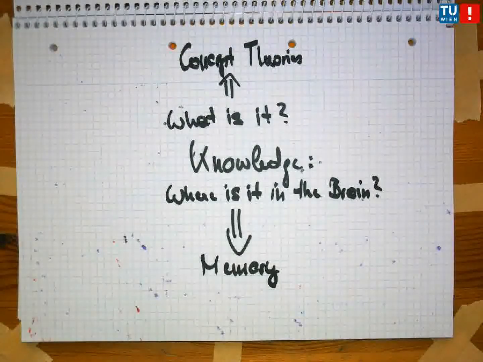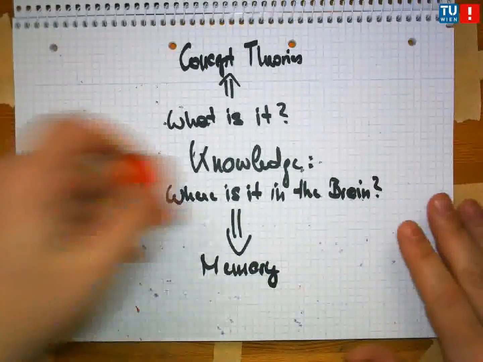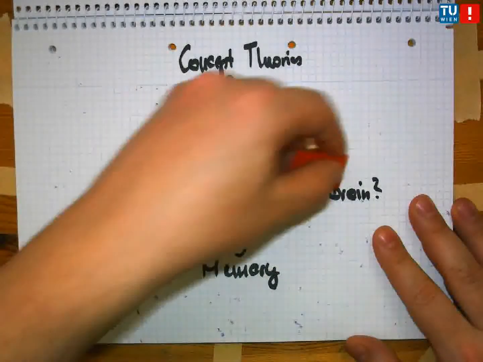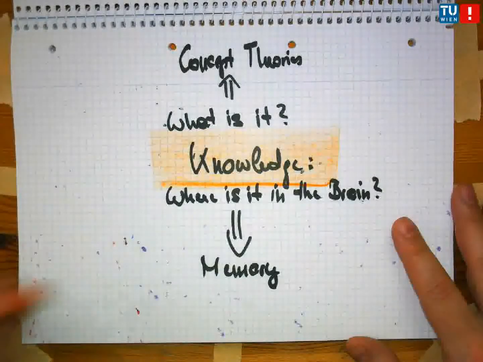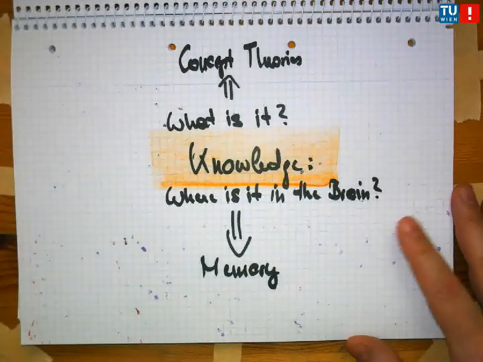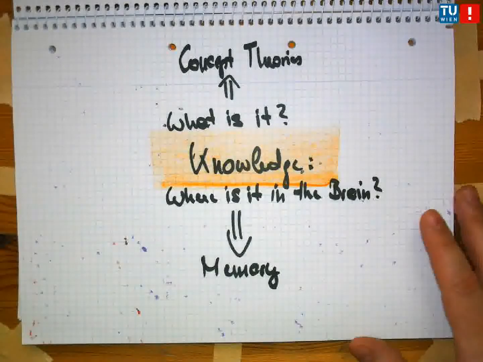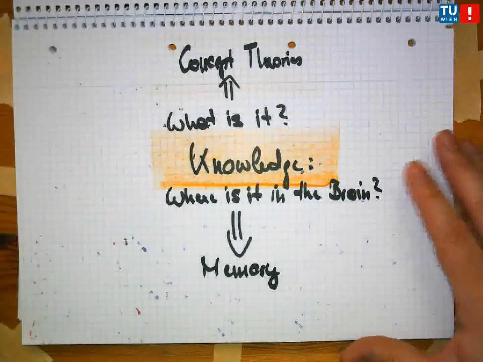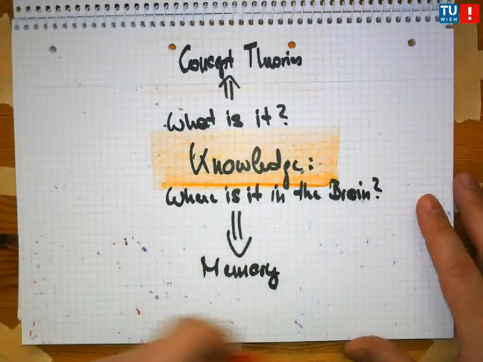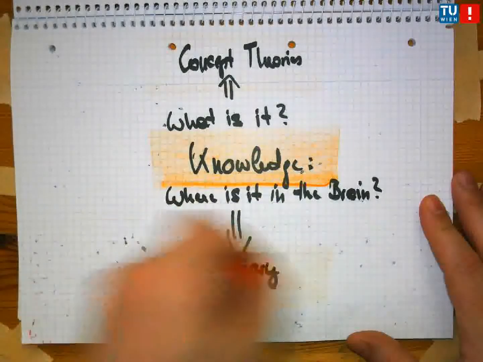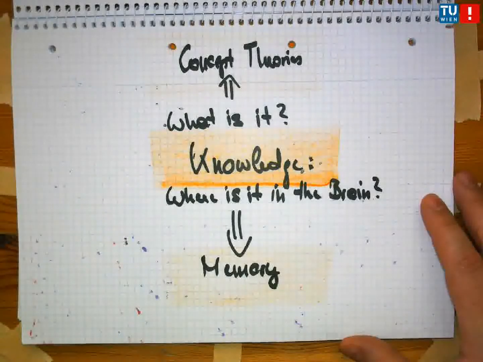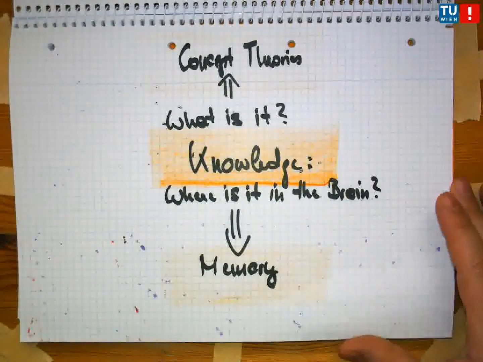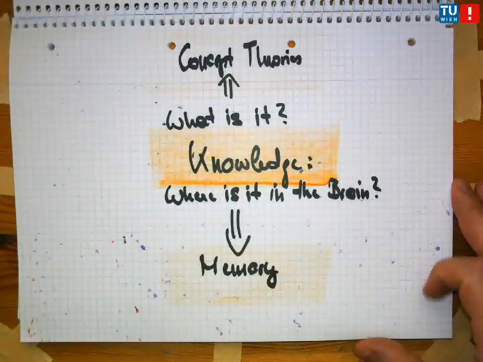So this is already our table of contents for this lecture block. We are dealing with knowledge. When we are dealing with knowledge, we have to answer two questions. First, what is it? That's up here. And secondly, where is it actually stored? That is down here. The block should be somewhere about 20-25 minutes.